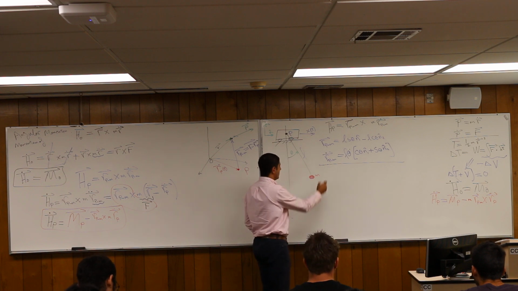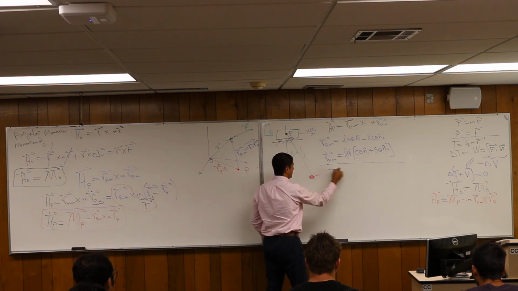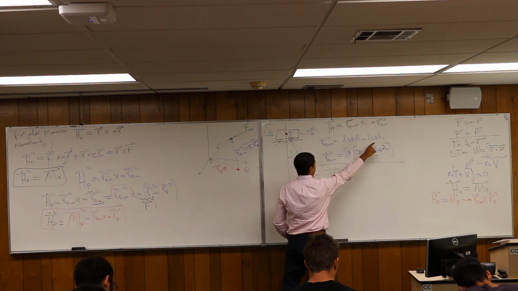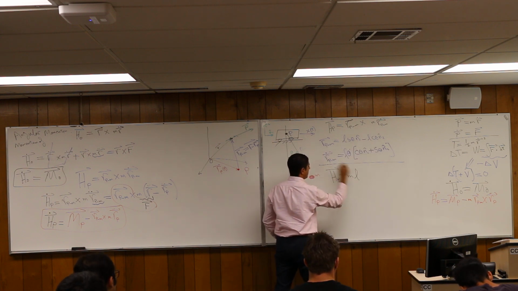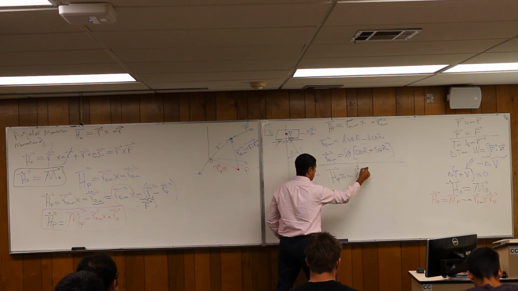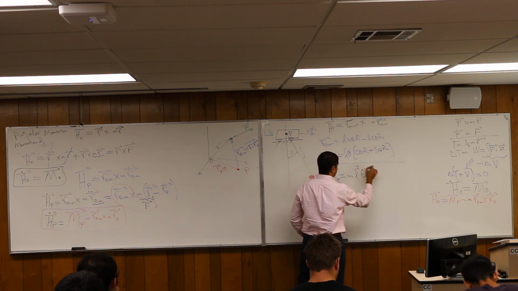Between the two lines, so the result H_P is equal to M. I have M from here. From the first, I have L as a common factor. From the second, I have L theta dot. So this is L squared theta dot. And let's do the cross product.